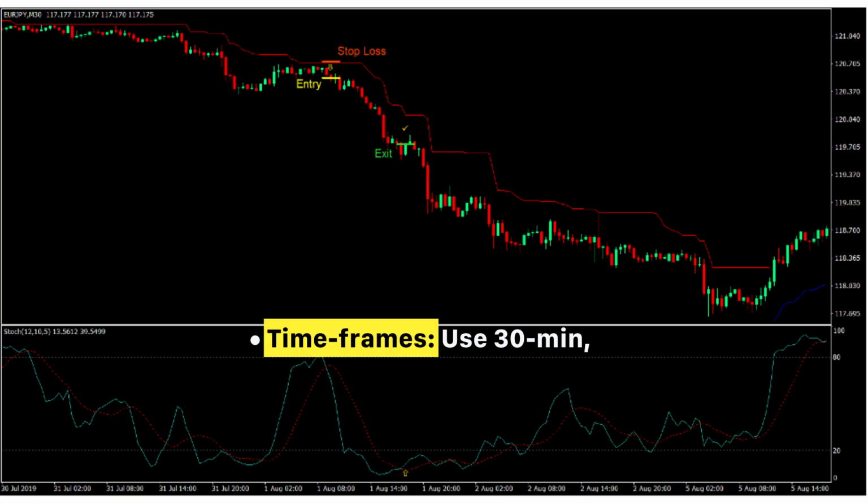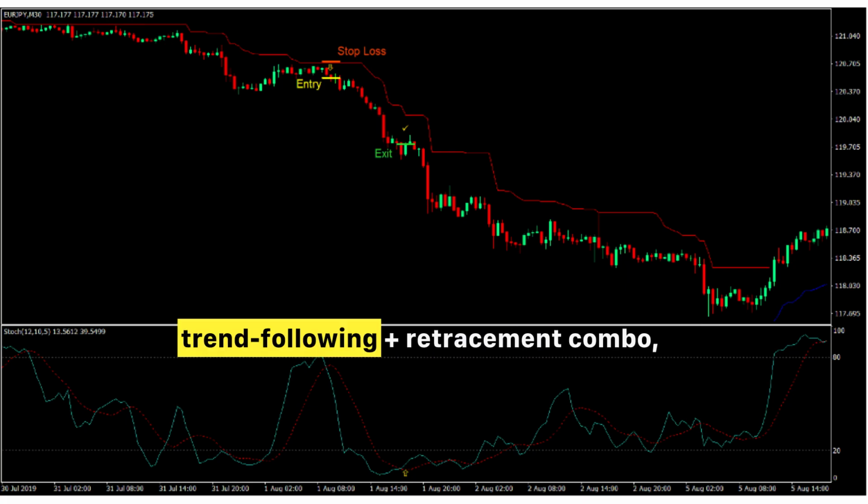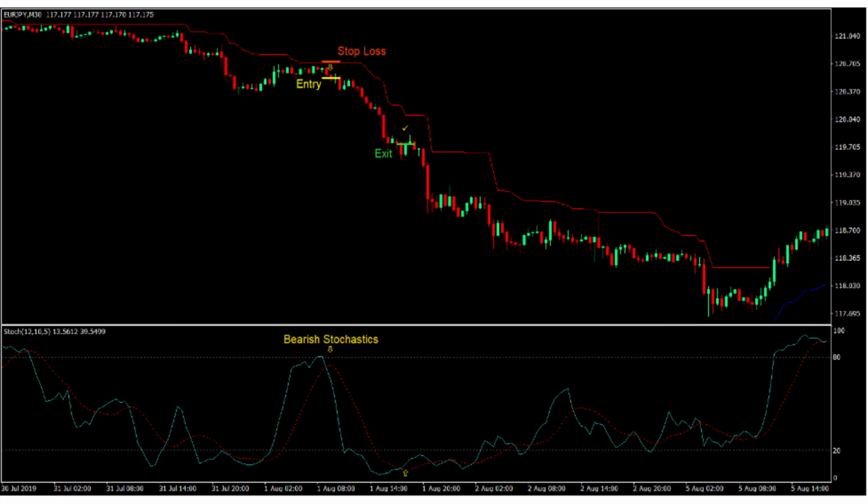Time frames. Use 30-minute, 1-hour, 4-hour, or daily charts. And you're trading a trend following plus retracement combo, which improves the odds and potentially the reward.